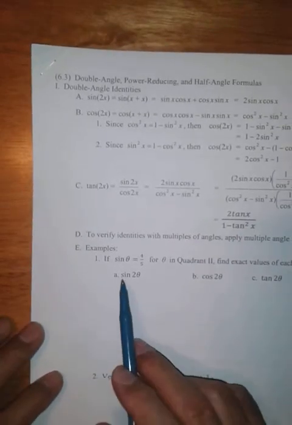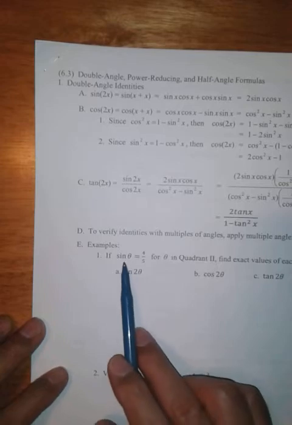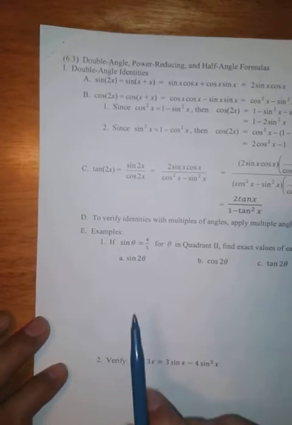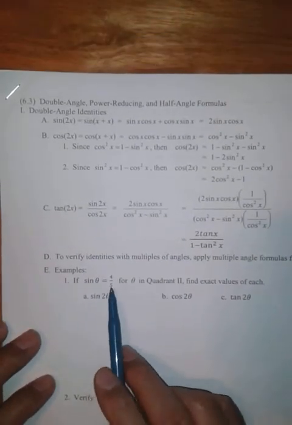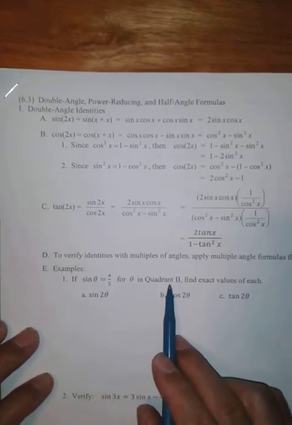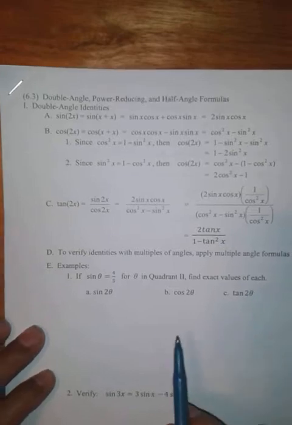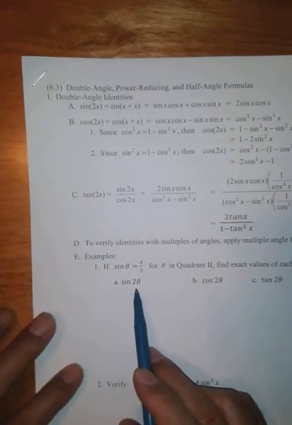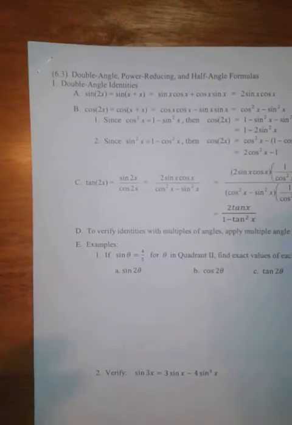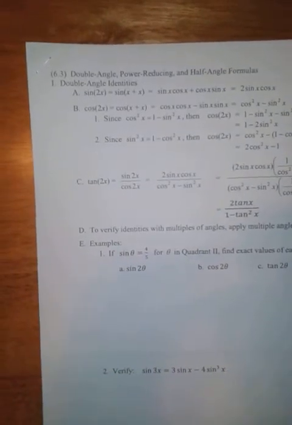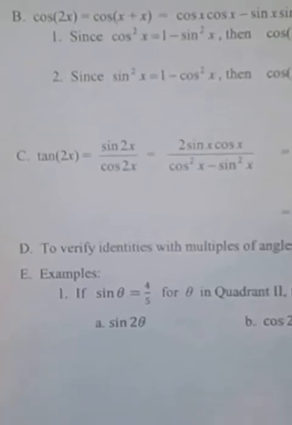Okay, so let's look at an example. We'll start example 1 and then we'll go through example 2. Example 1 says, if sine theta is 4/5 for theta in quadrant 2, find the exact values of A, sine 2 theta, B, cosine 2 theta, and C, tangent 2 theta. Let's try sine of 2 theta. To know the sine of 2 theta, remember this is 2 sine theta cosine theta.